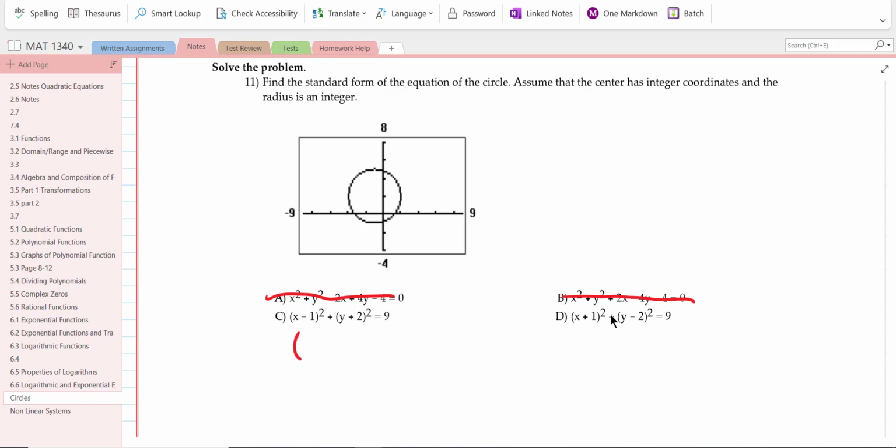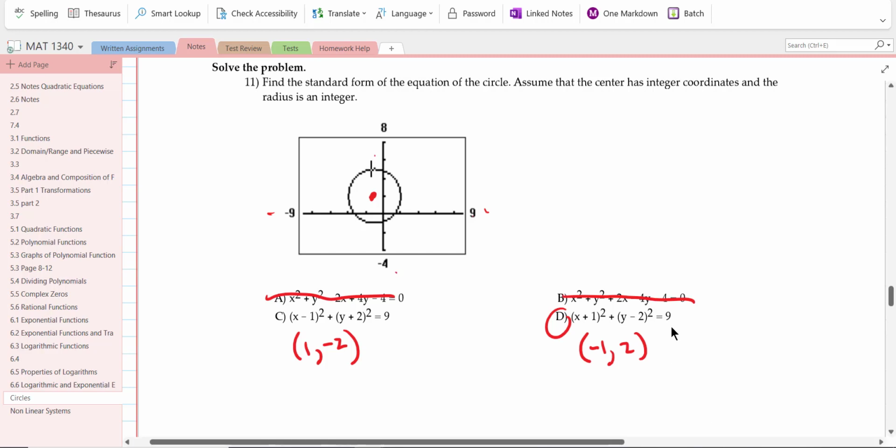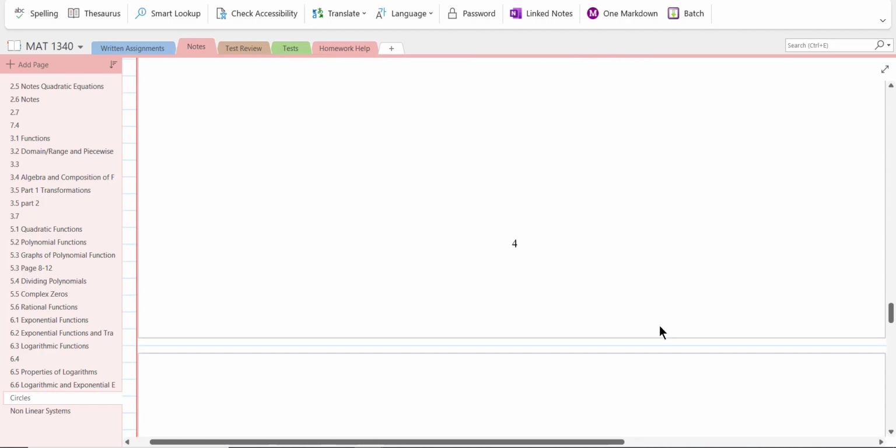But this C is really saying your center is 1, -2, and D is saying your center is -1, 2. So this is a better choice. The scale on these things is hard to read. This is saying it goes between -9 and 9 and -4 and 8. So D is the best choice on that. Okay, based on that. Any questions on that?